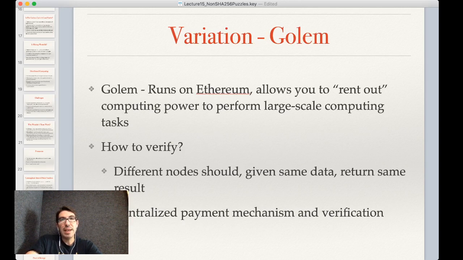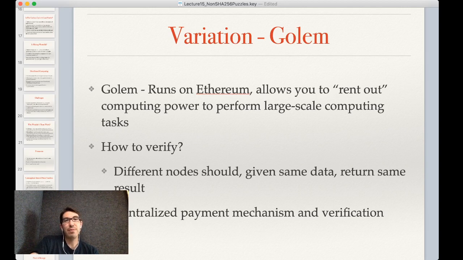So Golem is not exactly a cryptocurrency per se. It runs on Ethereum, but it is sort of a variation on this proof of useful work that I think is interesting to look into a little bit. So the idea is you can rent out computing power of your own computer and perform large-scale computing tasks. The initial task is rendering of 3D video, but in theory it can be used for other large-scale distributed computing tasks as well. And then you are rewarded for doing this.